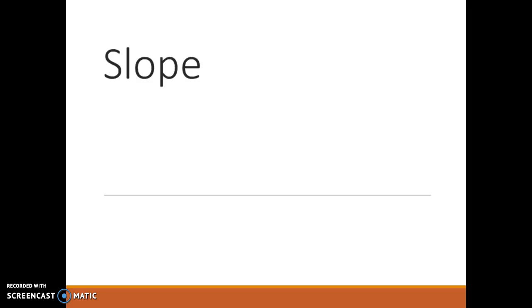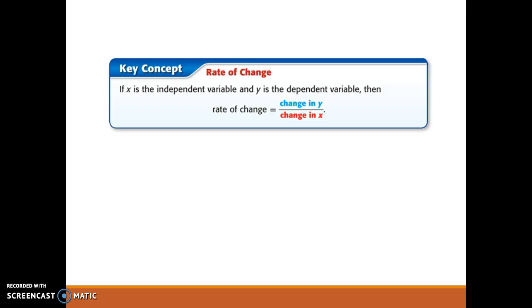Our next unit is going to go into linear equations, and a big part of these linear equations is the slope of our line, the slope of our graph, or the information that we're looking at. So if x is the independent variable and y is the dependent variable, then the rate of change is the change in y over the change in x. So we look at how the graph moves up and down over how the graph goes left and right. And rate of change is just another way of saying slope.